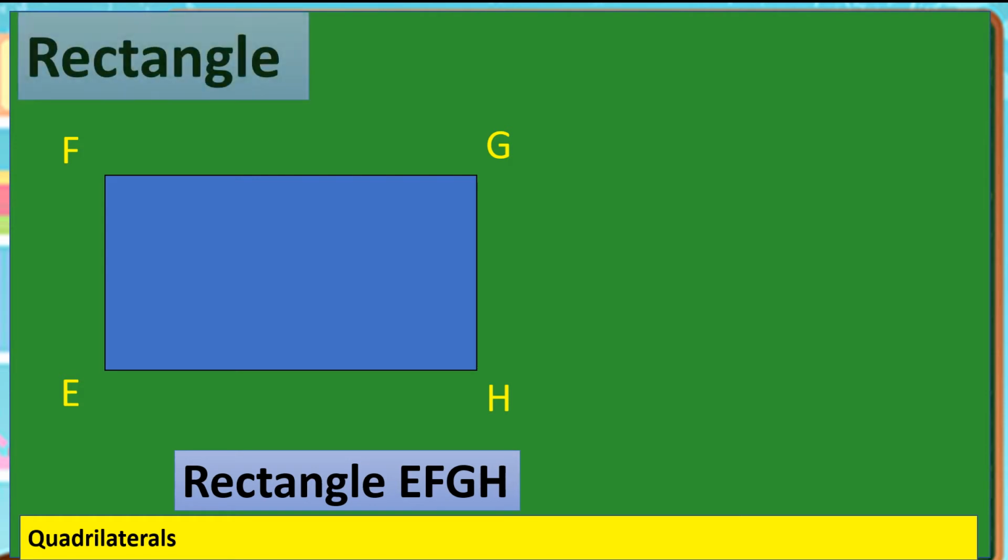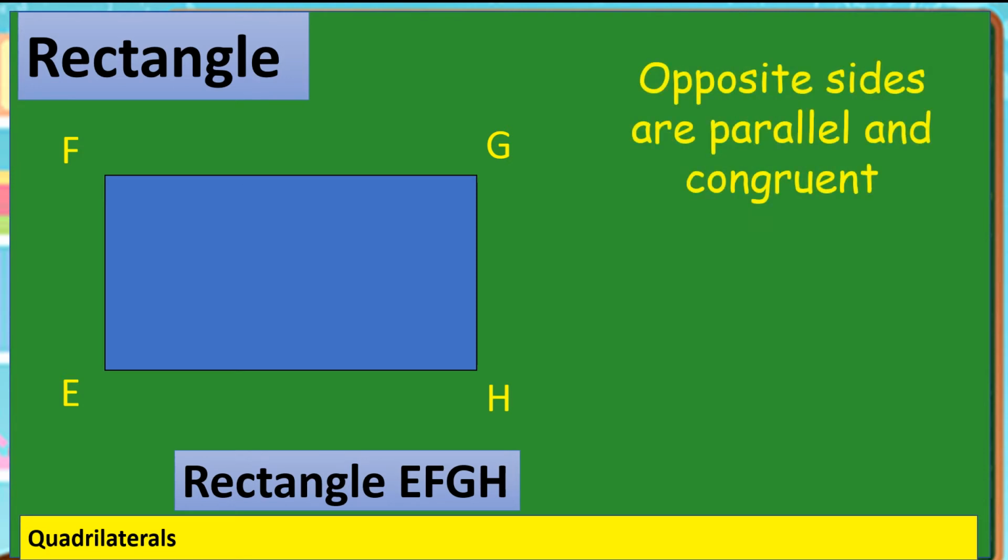Then we have rectangle. Rectangle EFGH. So opposite sides are parallel and congruent. So therefore, FG is parallel to EH. This symbol is used to indicate parallelism. So, parallel daw si FG at saka si EH.